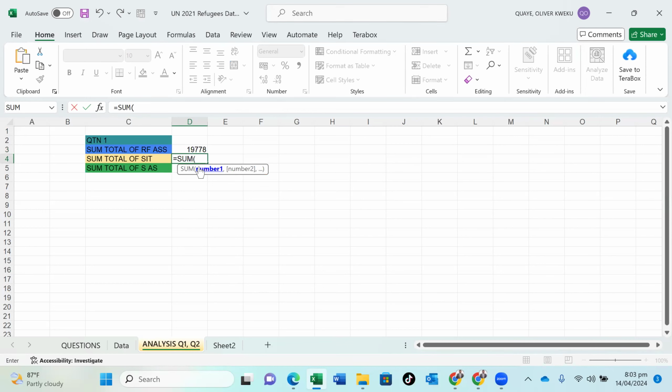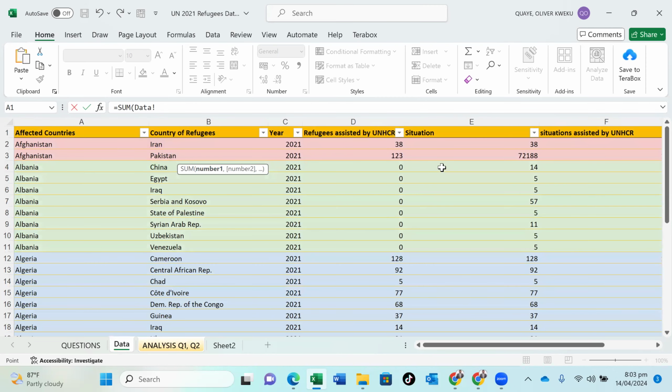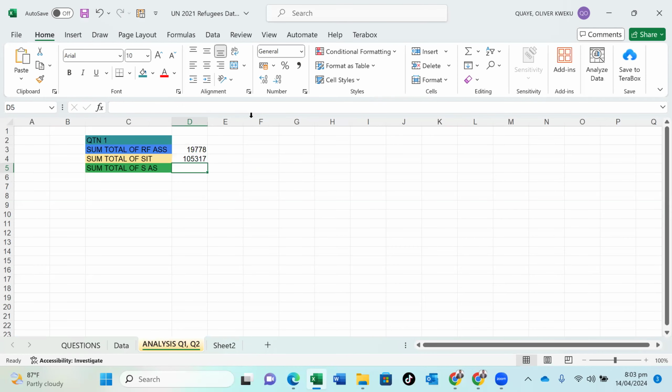Please don't click anything, just drag your mouse to your data. Now we are looking at the situation, so just highlight situation. At first, we put a comma, then close the bracket over here. Here, I'm not going to put anything, so you understand the confusion that is going on here. Now we have our sum total, so we can read the total number of whatever we have over here.